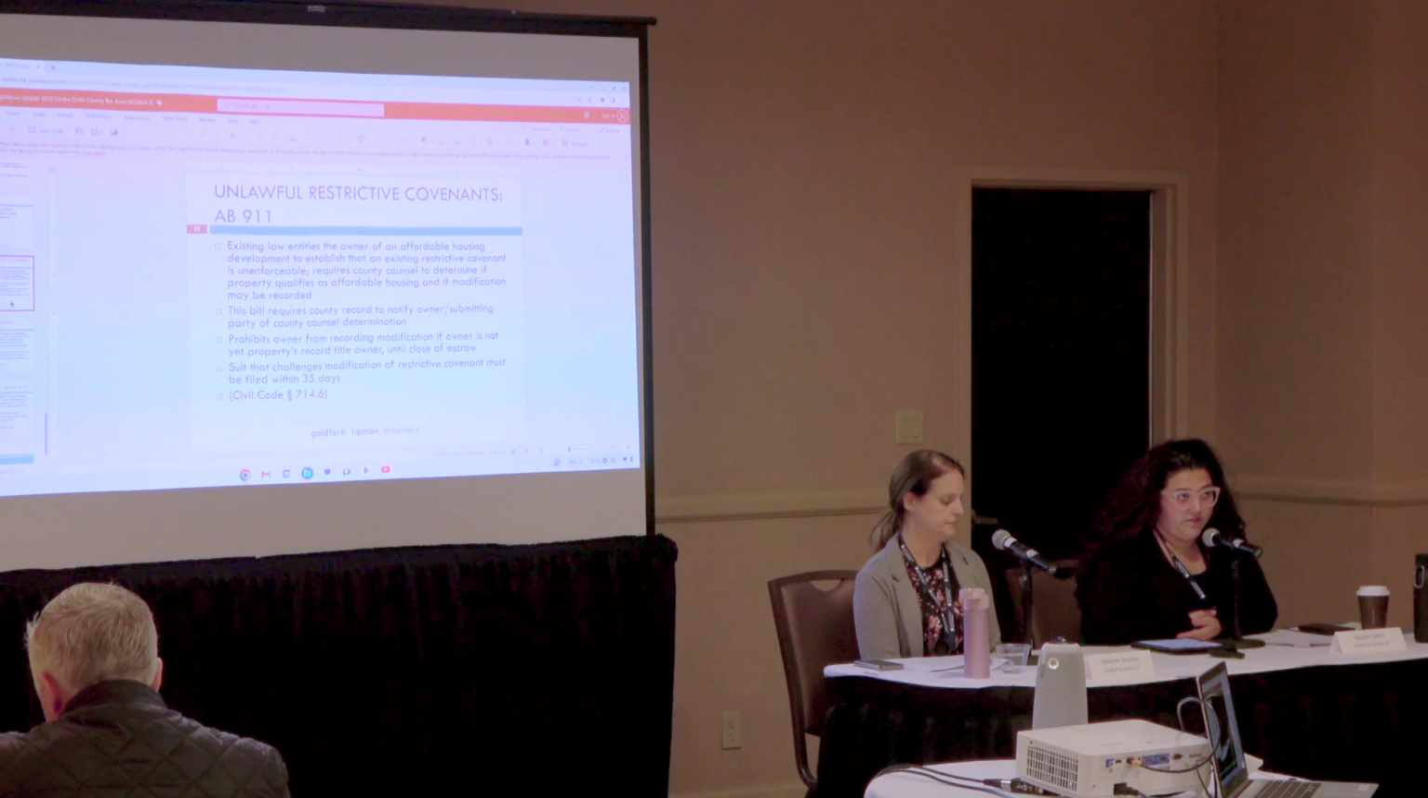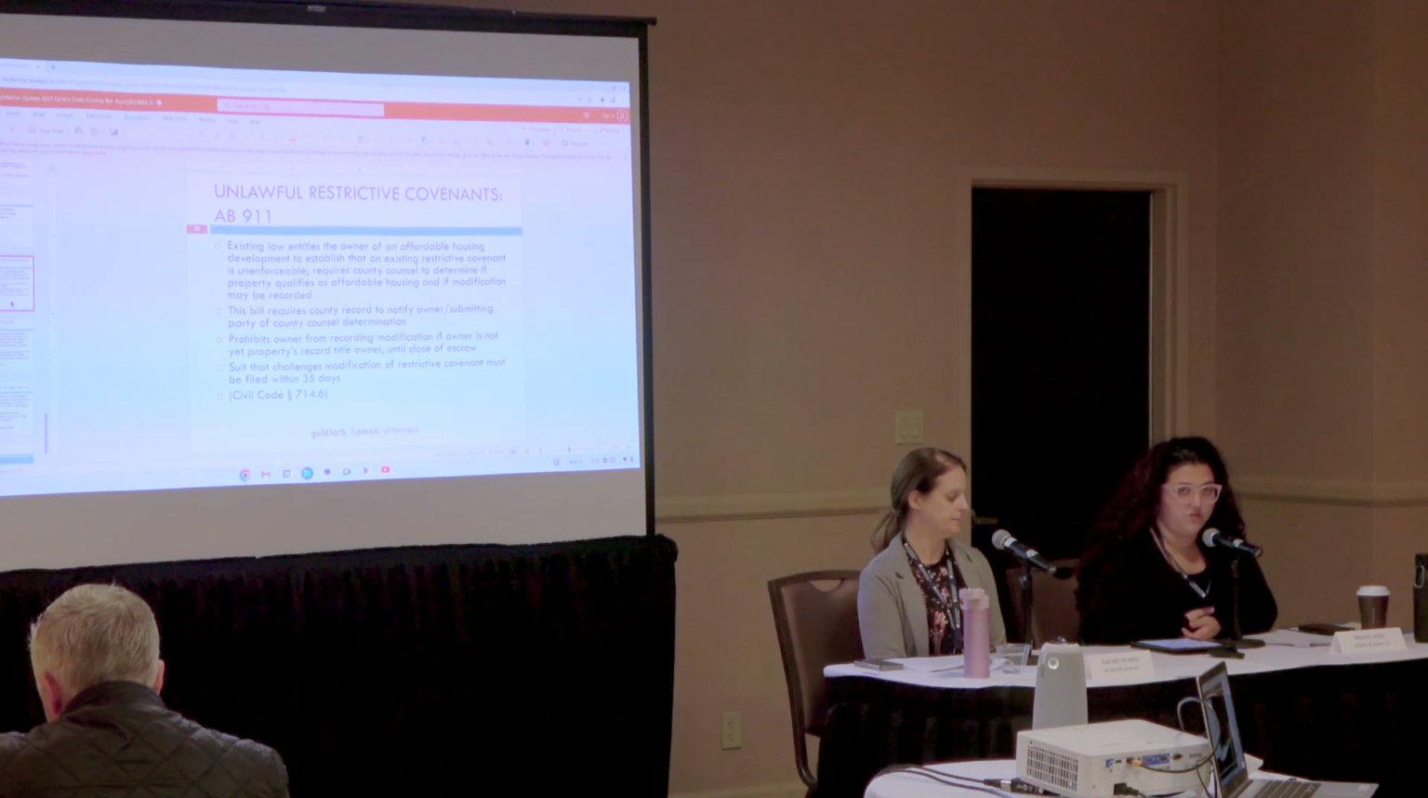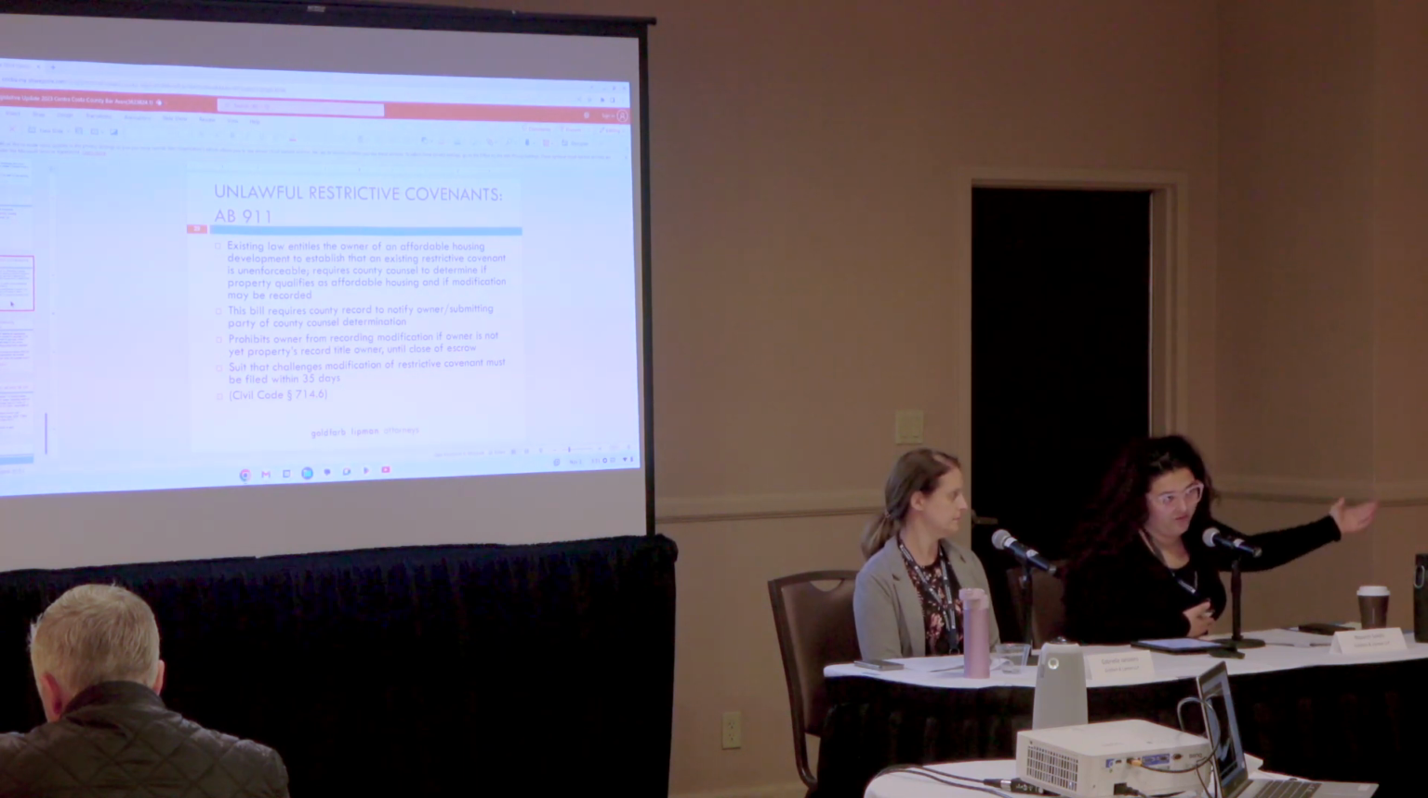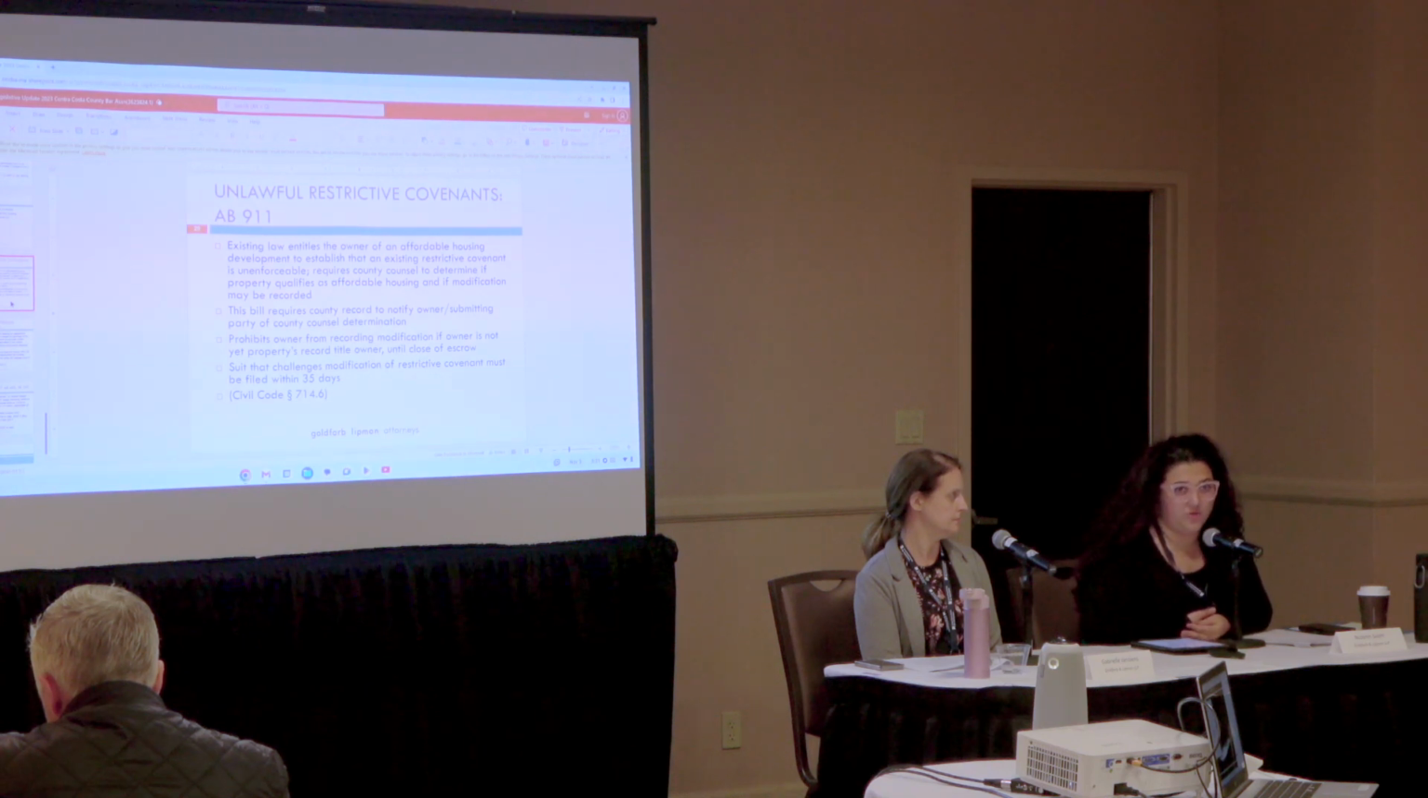And that requires approval of the county council. So you would submit it, the county clerk would forward it to the county council, who would look over it, see if it meets the criteria under the bill, and then approve it if it does. And basically that restrictive covenant modification would get recorded against the property saying, this restrictive covenant no longer applies because it's actually unlawful.